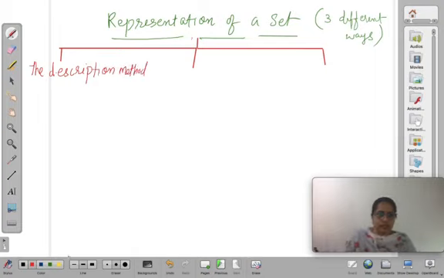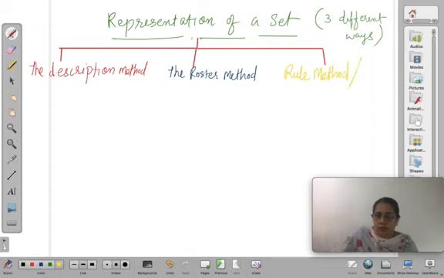Then our next type is the roster method. Description method, the roster method. And our third type is the rule method, or set builder form. Okay, so these are the three different ways to represent a set.